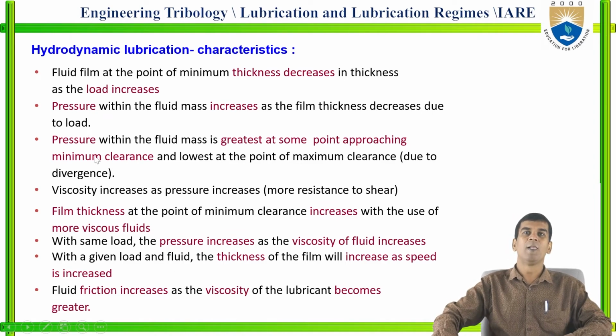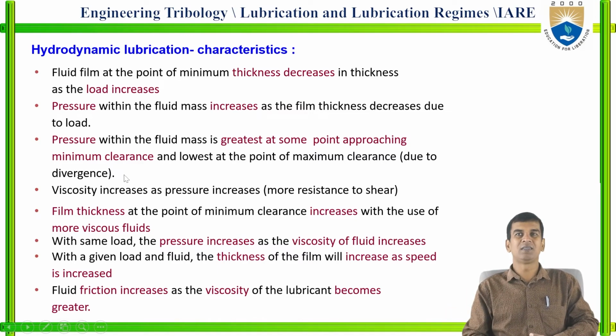Now you can see pressure within the fluid mass is greatest at some point approaching the minimum clearance and lowest at the point of maximum clearance. Pressure will be maximum at the minimum clearance, and the pressure will be minimum at the maximum clearance. Film thickness at the point of minimum clearance increases with the use of more viscous fluid.